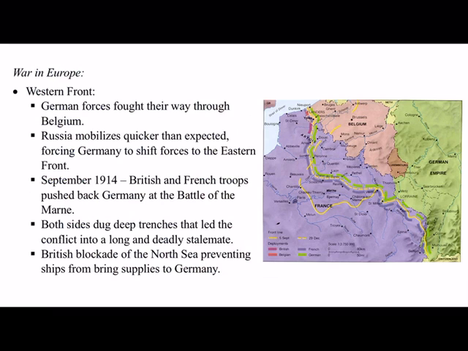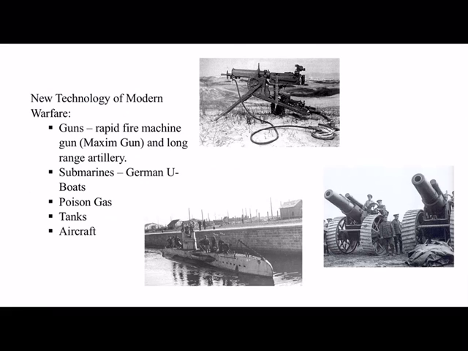So after the Battle of the Marne, it's this real long, deadly stalemate. So what made some of the warfare in World War I so deadly, especially along the Western Front and the trenches? Well, after they dug deep trenches on each side with the Germans and the Allies, they were guarded by a new type of gun, rapid-fire machine guns, or Maxim guns, as well as long-range artillery that were capable of firing explosive shells.